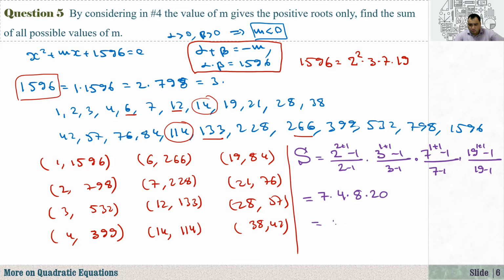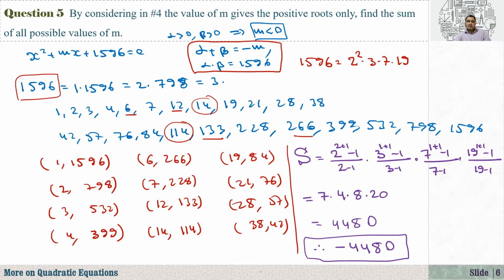It is equal to 4480. Since it says to find the sum of all possible values of m, it must be negative, minus 4480. So this is the sum of all possible values of m, where it produces positive roots of the quadratic equation.